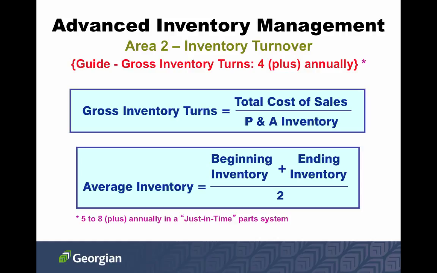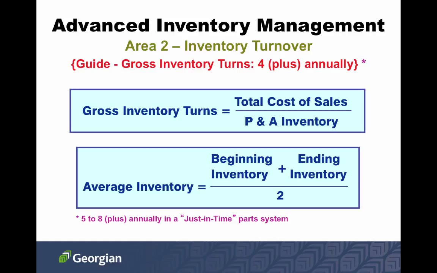So gross inventory turns is total cost of sales, everything that moved out, over parts and accessories inventory. Now, let me first emphasize this, and this is crucial because it distorts the number totally. It is 4 plus annually. It is measured on an annual basis. It must be done on an annual basis. If you just use 6 months cost of sales, the gross inventory turns would halve.